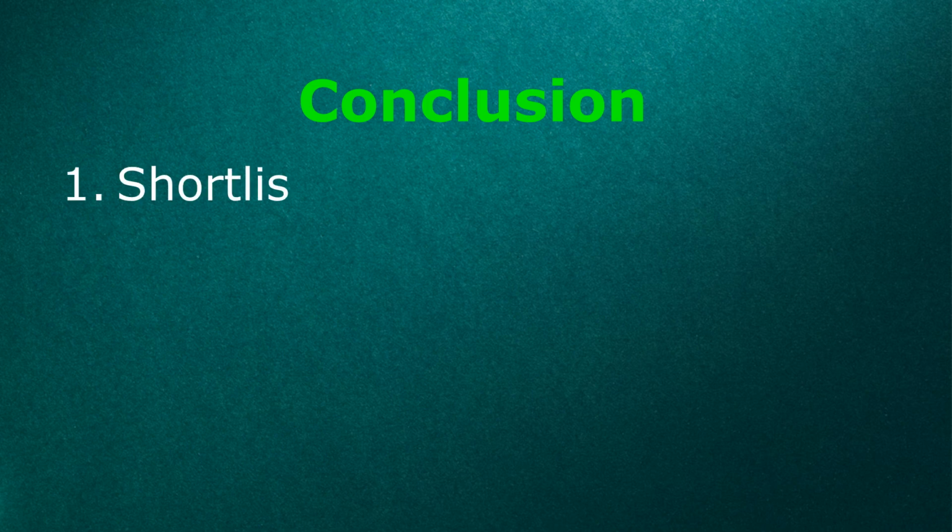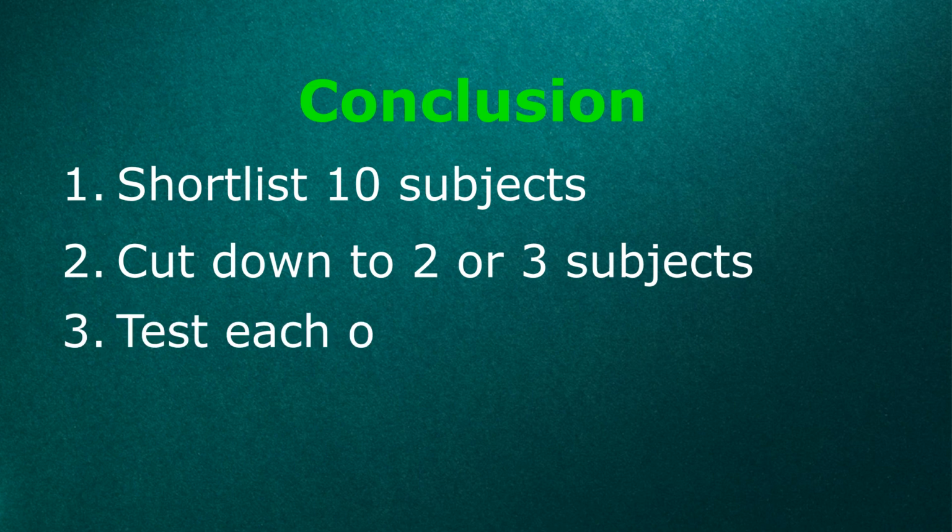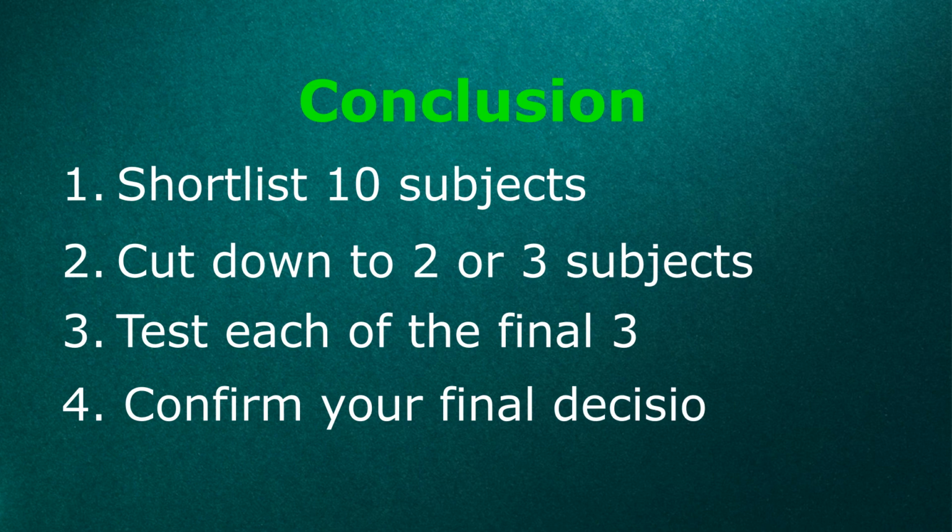1. Shortlist 10 subjects, 5 related plus 5 non-related. 2. Cut down to 2 or 3 subjects after studying the syllabus, PYQs, and model answers. 3. Test each of the final 3 by studying a chapter and writing answers. 4. Dive deep into 3 random chapters of the chosen subject and confirm your final decision. Choose wisely, prepare smartly, and success in UPSC will surely follow. All the best for your IAS journey.